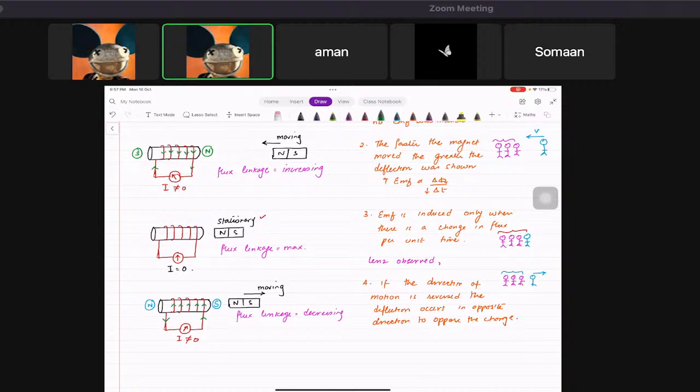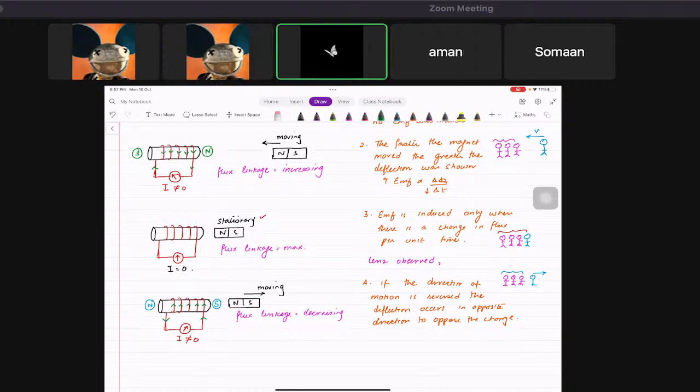Ratika? Yes, sir. Kuman? Aman? Okay. Yes, you got it. So remember this analogy, it will help you in understanding that this is going to happen.